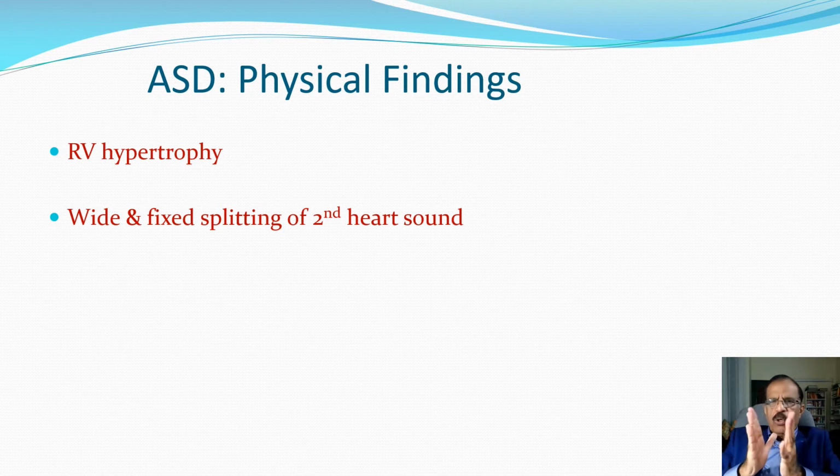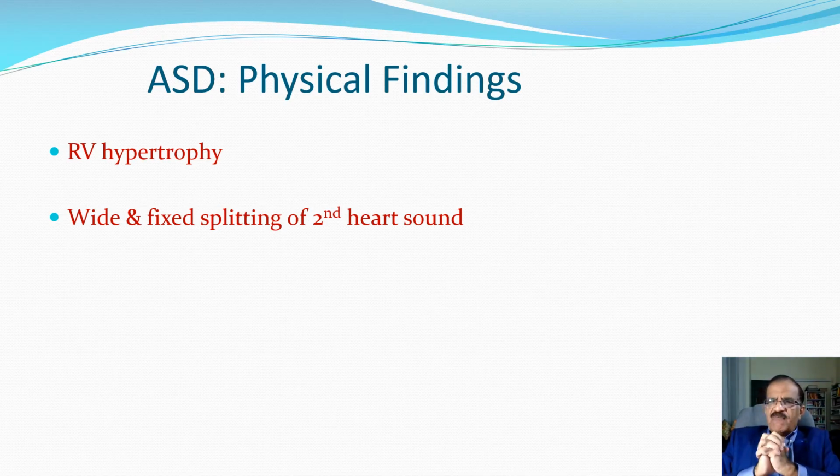Do you know that normally our first and second sounds both actually have two components? In the first sound, it is usually not possible to appreciate two components separately, but the second sound consists of a pulmonary component and an aortic component. It is caused by the closure of the aortic and pulmonary valves. So there is the aortic component first and then the pulmonary component second. Okay, so the second sound consists of two components, aortic first and pulmonary second.